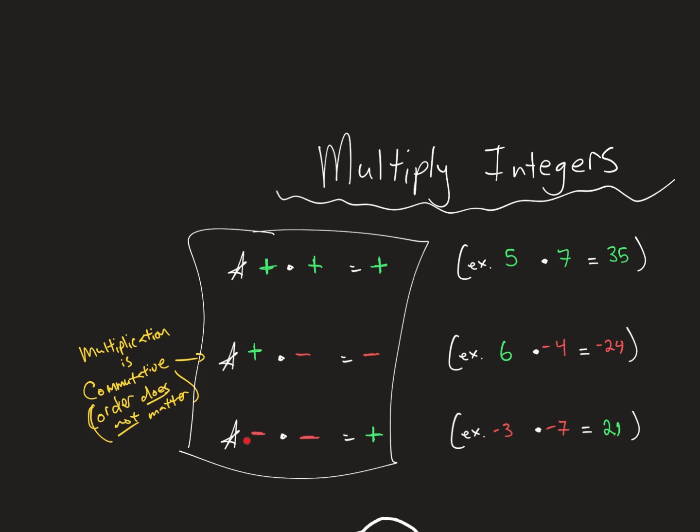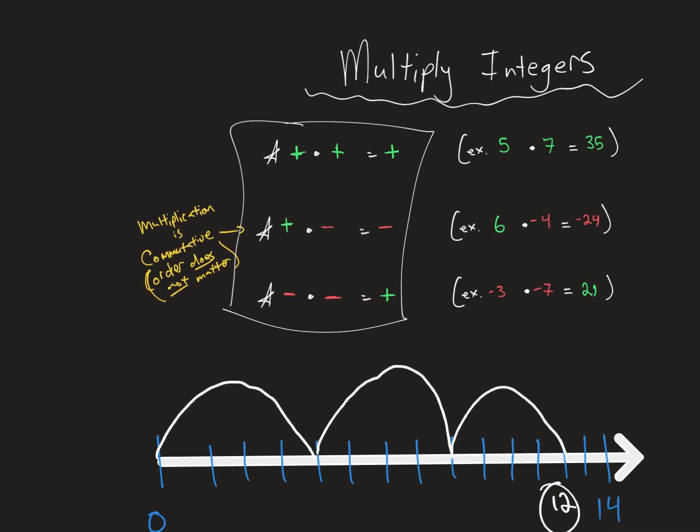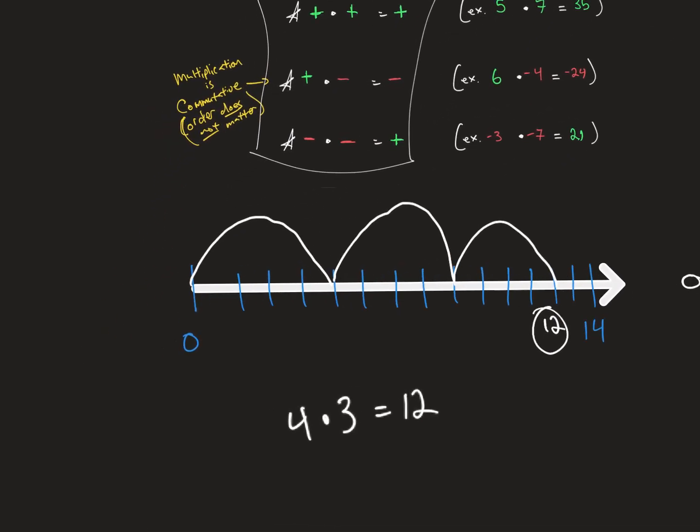The last example: if we have a negative number multiplied by another negative number, we end up with a positive number. So for example, if I have negative 3 times negative 7, we in fact get 21. So remember, when you are multiplying integers, make sure you identify which case you are in and then proceed to solve. There are a couple of different ways that we can do this.